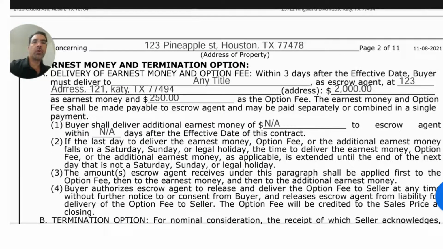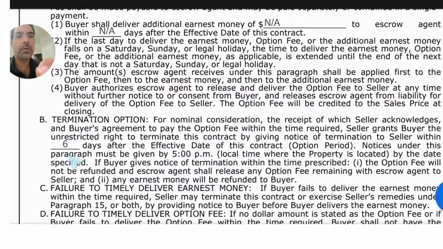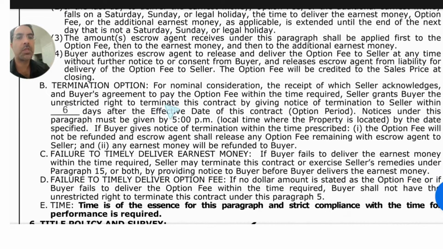5.1, if you're going to deliver extra earnest money, let's say you need an extra option period, or you have a difficult contract or some special situation with the sellers, you would check off this option for additional earnest money after a certain time period. Termination option: how many days do you want your option period to be? Usually between 5 to 10 days.